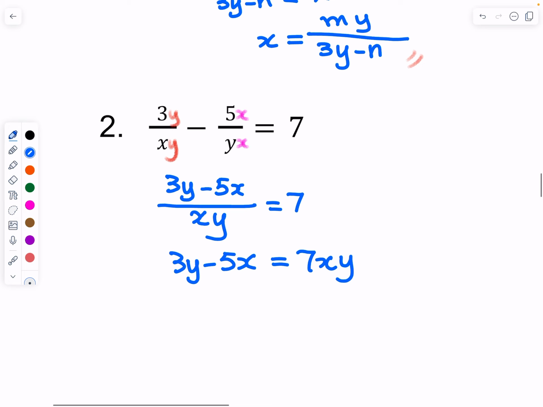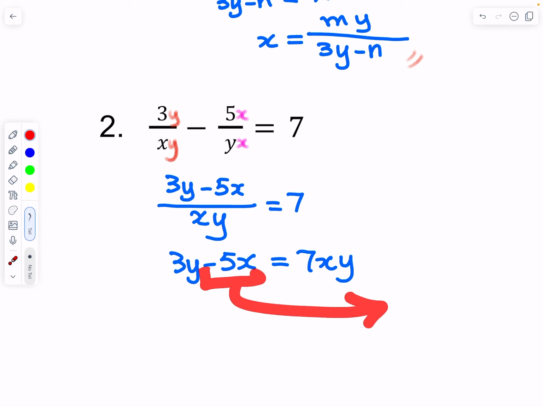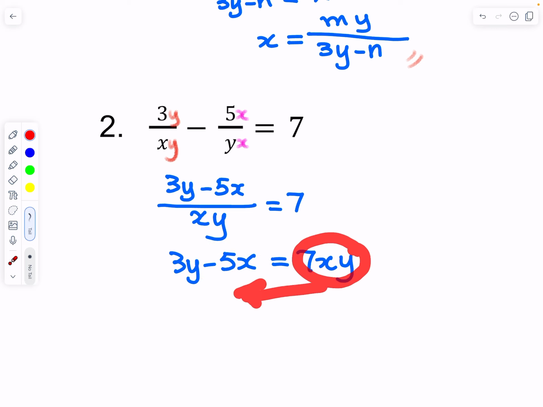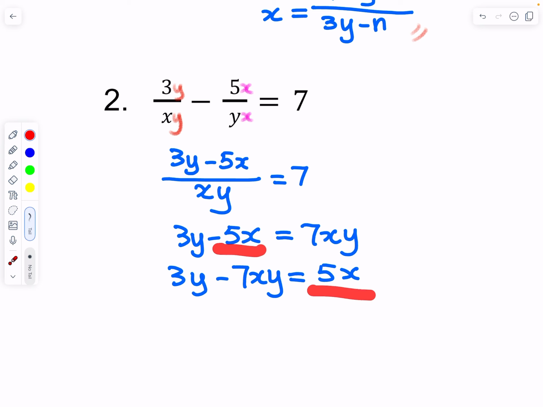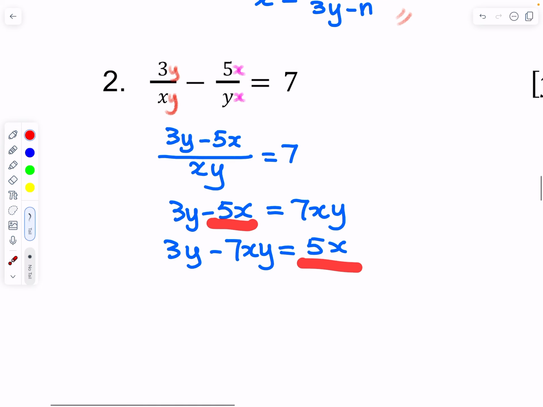So anything that has the y, put on one side. This time I'll be making this one on this side and removing the x on the other side. Why? Because this one is negative here. If I have so many negatives, it looks so ugly. So this one comes here. 3y minus 7xy equals 5x. It was negative 5x here, goes to the other side, positive 5x.